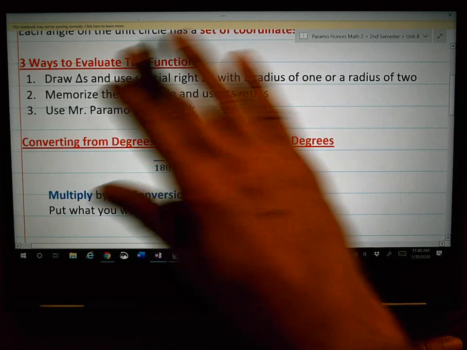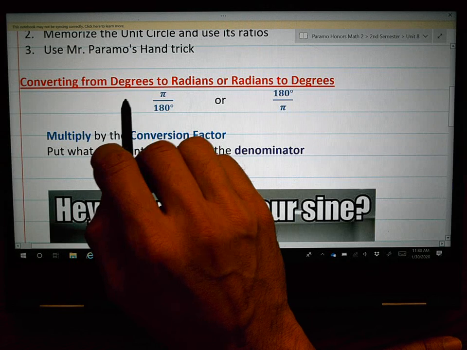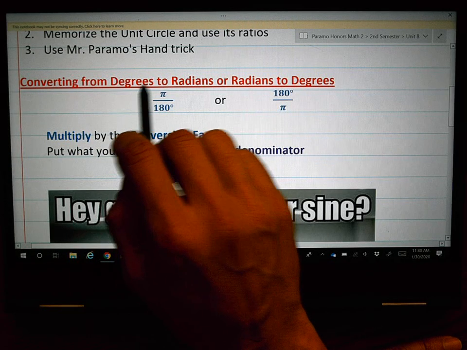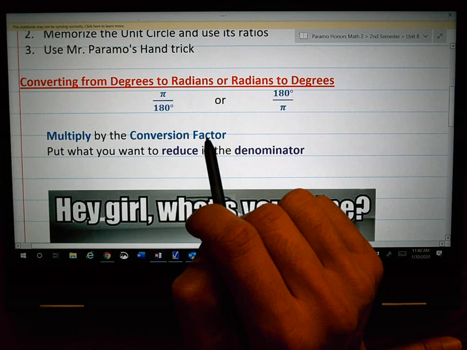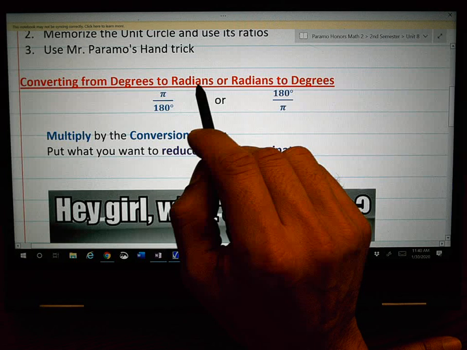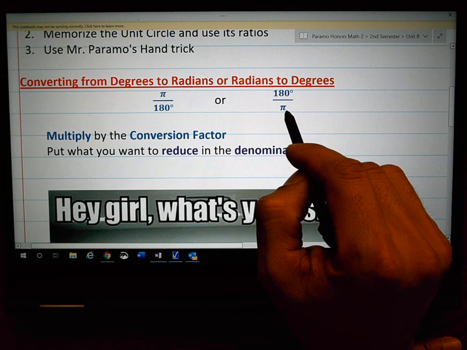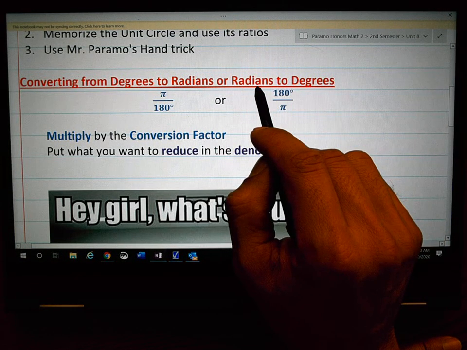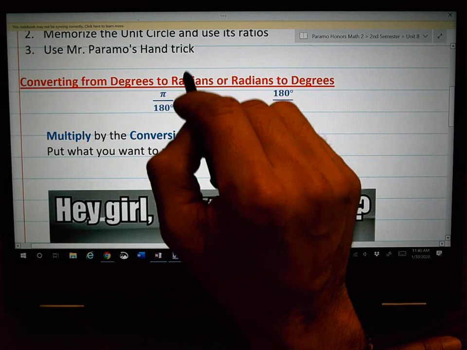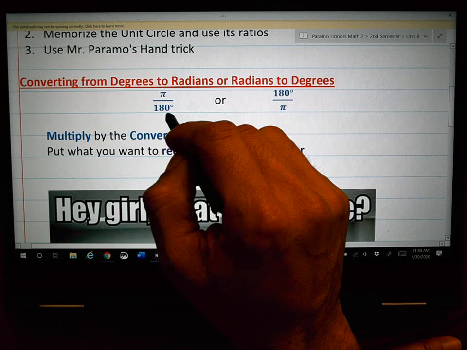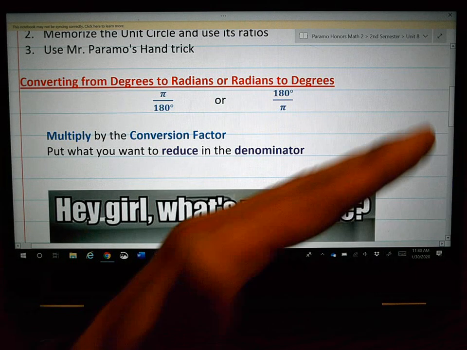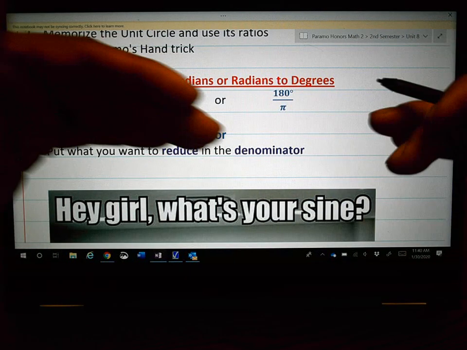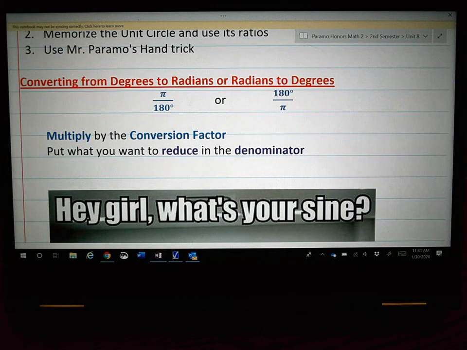The second concept is sometimes you're going to have to convert from degrees to radians or from radians to degrees. It just depends what you want to get rid of. If you want to get rid of radians, then you better make sure radians are on bottom. If you want to go from degrees to radians, then you got to get rid of degrees. Put degrees on bottom. Depending what you want to figure out, that will depend on what you put on bottom of your conversion factor that you're multiplying by. So we'll do some of those.